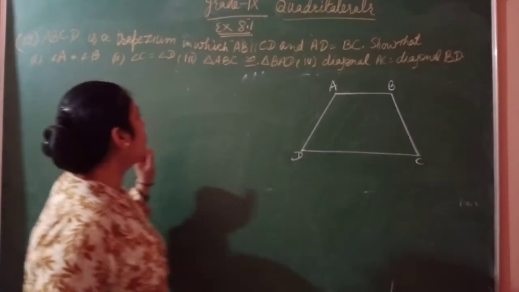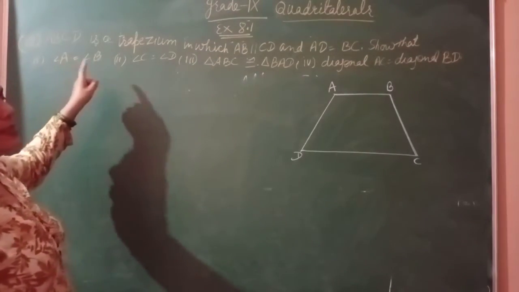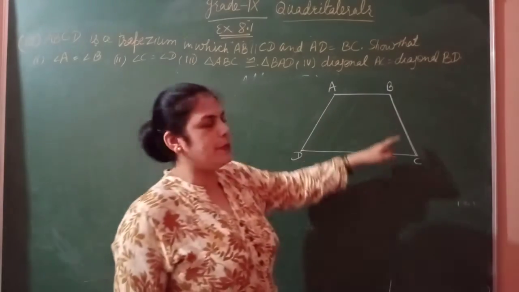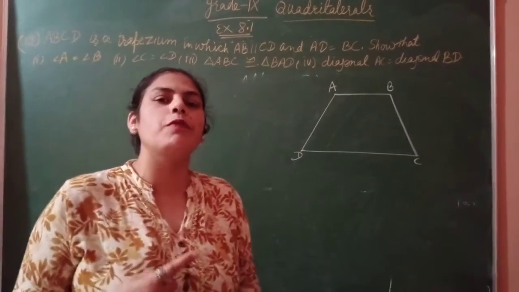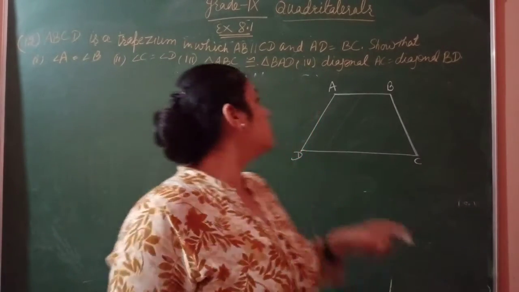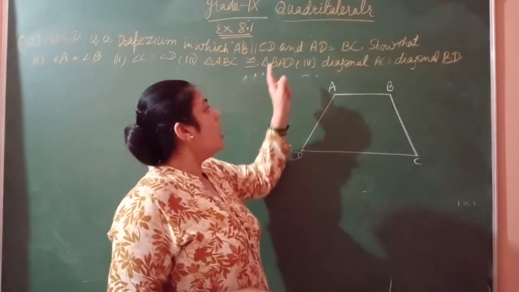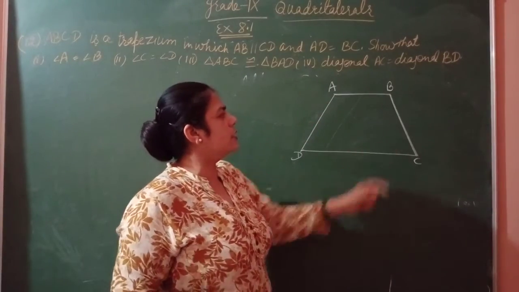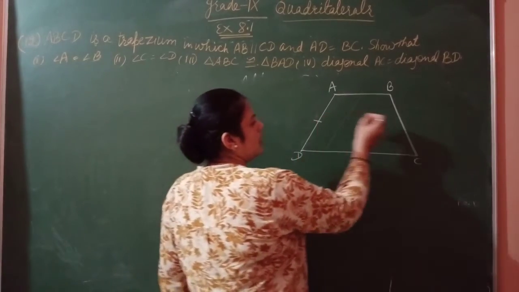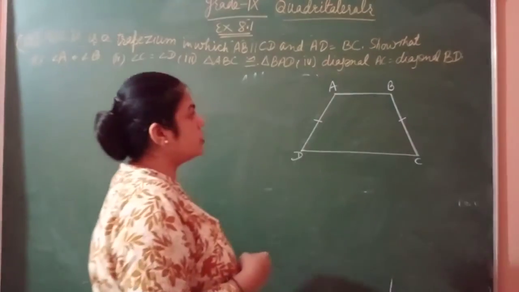Clear? Now you have the question: ABCD is a trapezium. We have this trapezium. Trapezium means one pair of opposite sides is parallel. So here AB is parallel to CD. Clear? And AD is equal to BC. These non-parallel sides are equal to each other.